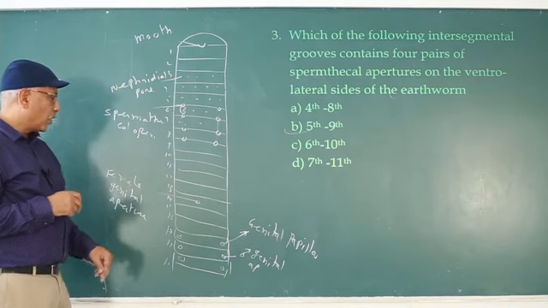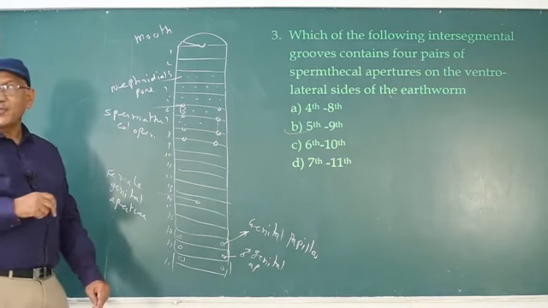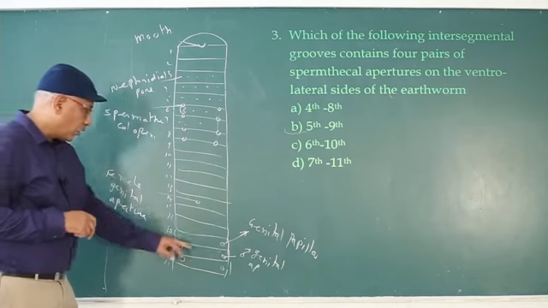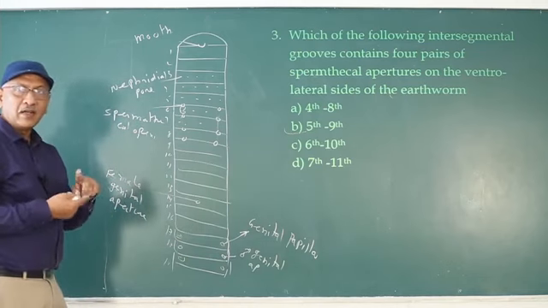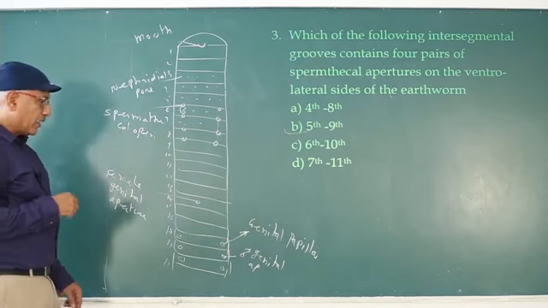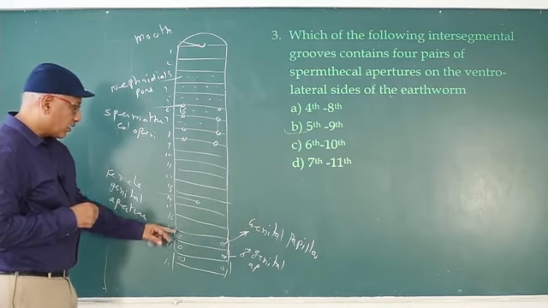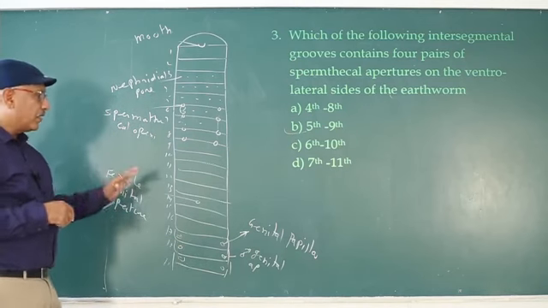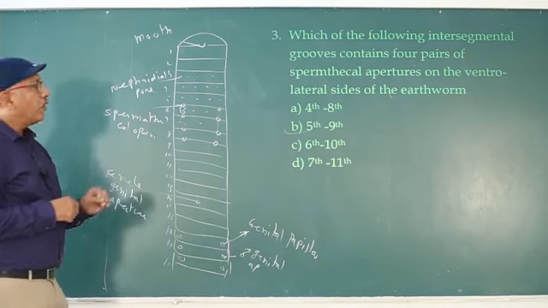The midventral surface of the 14th segment contains the female genital aperture. The ventrolaterals of the 18th segment contain the male genital aperture. The ventrolaterals of the 17th and ventrolaterals of the 19th contain genital papillae.